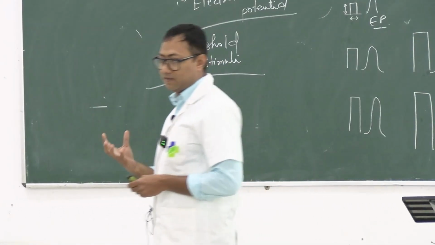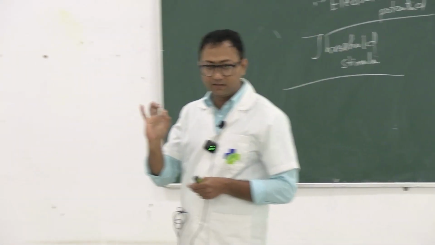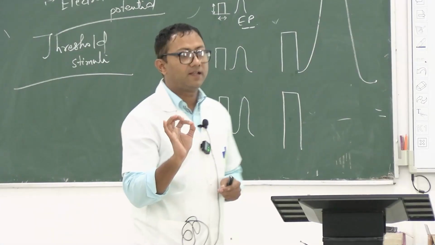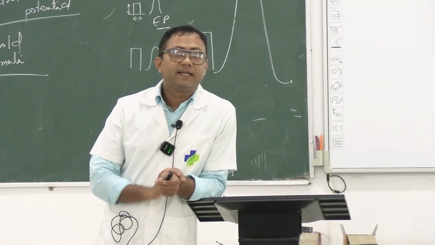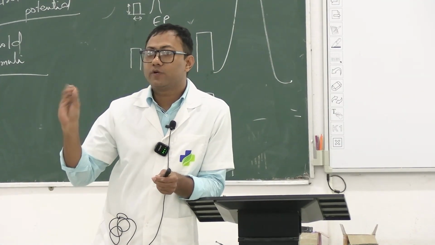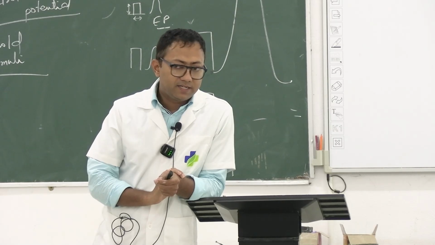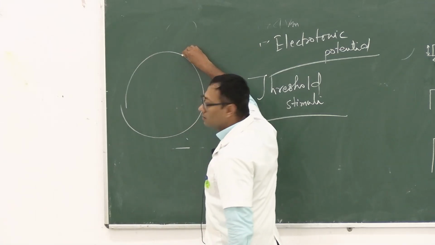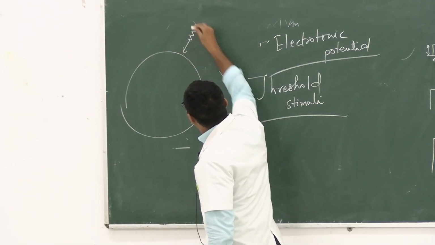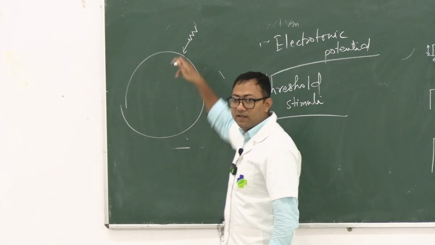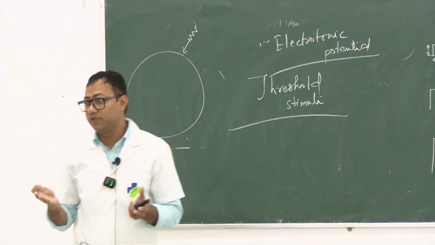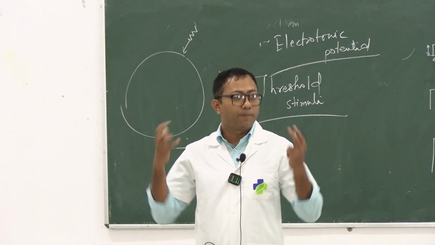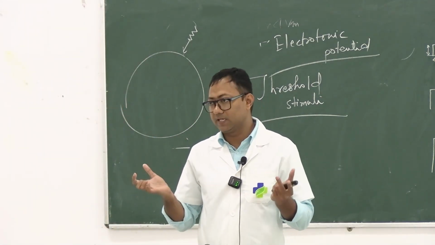So how does it work? You apply electricity to the cell membrane, microelectricity. And as a result, what happens? There is opening of some voltage gated sodium channels. So here is the cell membrane. You apply electricity. As a result of this external stimulus or external electricity, the cell has opened its voltage gated sodium channels.